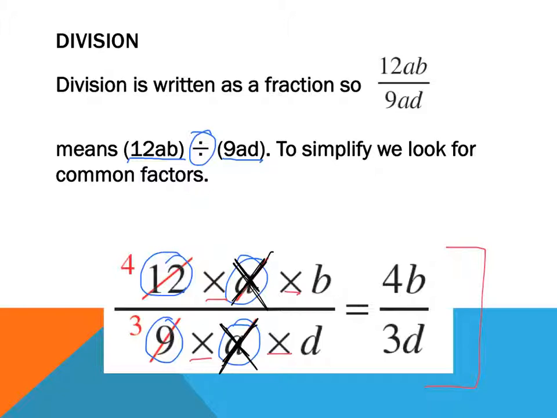3 goes into 9 3 times, like I've written, and 3 goes into 12 4 times. Now I can't simplify 4 over 3 at that point. That's the most simple version I can get. So my answer becomes 4 times b over 3 times d. When I give my answer, I don't write the multiplication sign in. It's just 4b over 3d.